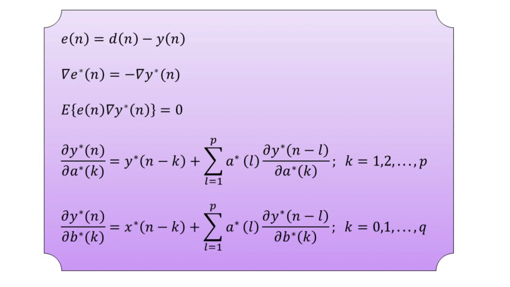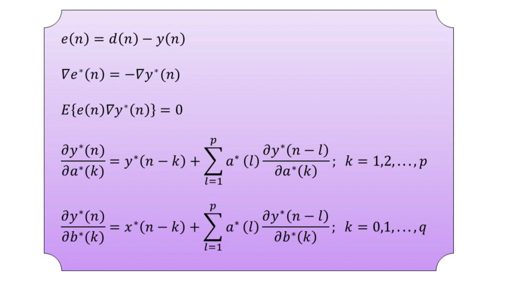Whereas the next equation has the left hand side represented by the partial differential with respect to the complex conjugate of b of k, for the derivative computed for the complex conjugate of y of n. That is equal to, in the right hand side, the first term, the complex conjugate of x of n minus k, added to the summation l equal to 1 to p of the complex conjugate of a of l multiplied by the partial differential of the complex conjugate of y of n minus l with respect to the complex conjugate of b of k. Here k starts at 0 and extends 1, 2, 3 and so on up to small q. So these are the two partial differential equations here.